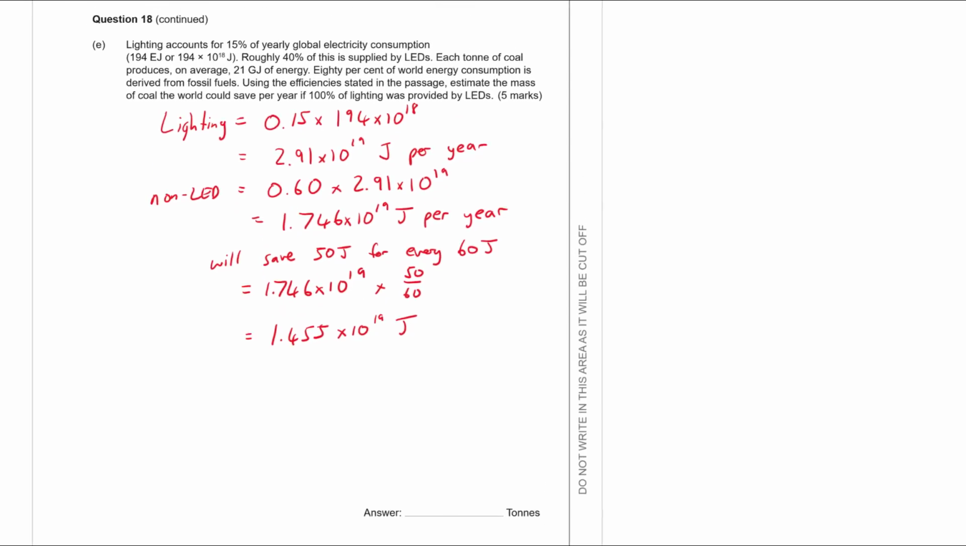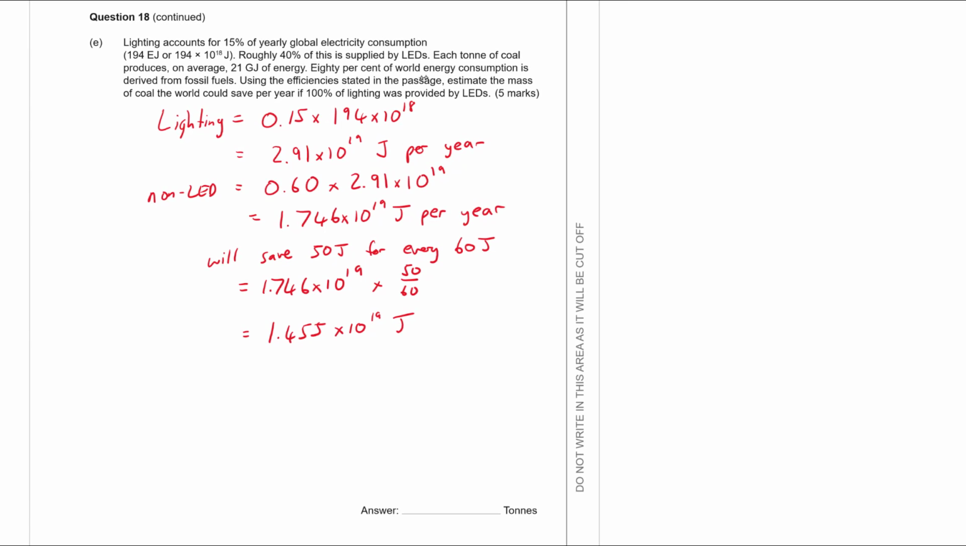But we also need to remember, and it says here, that 80% of the world energy consumption is derived by fossil fuels. So this is how much energy consumption we'll save, but we're looking at how much we save of fossil fuels. So we need to multiply this number by 80%, which is equal to 1.164 times 10 to the 19. So that's how many joules we'll save per year. And now we know how many joules we'll save per year.